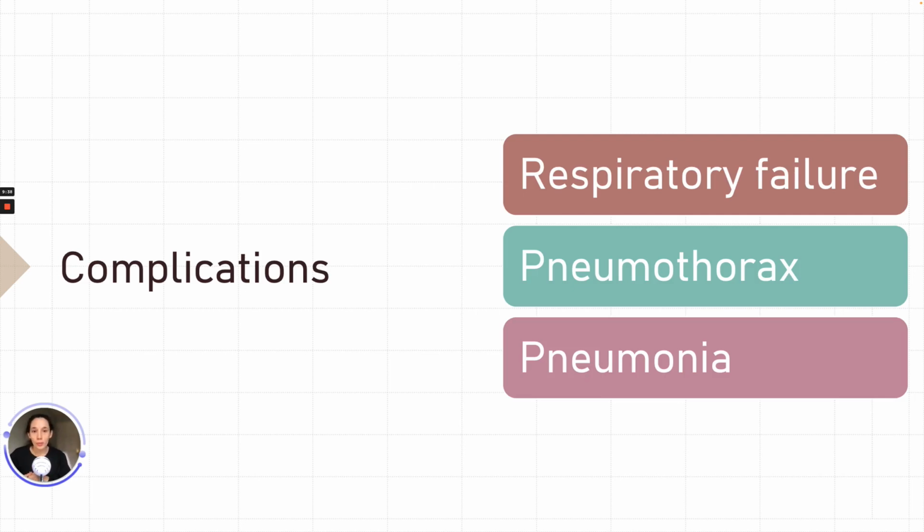Complications include respiratory failure, which is one of the most common complications. These patients can also get a pneumothorax when tuberculosis is not treated properly, and they can also have pneumonia, which is one of the most fatal complications of tuberculosis, as it causes infection all over the lungs.